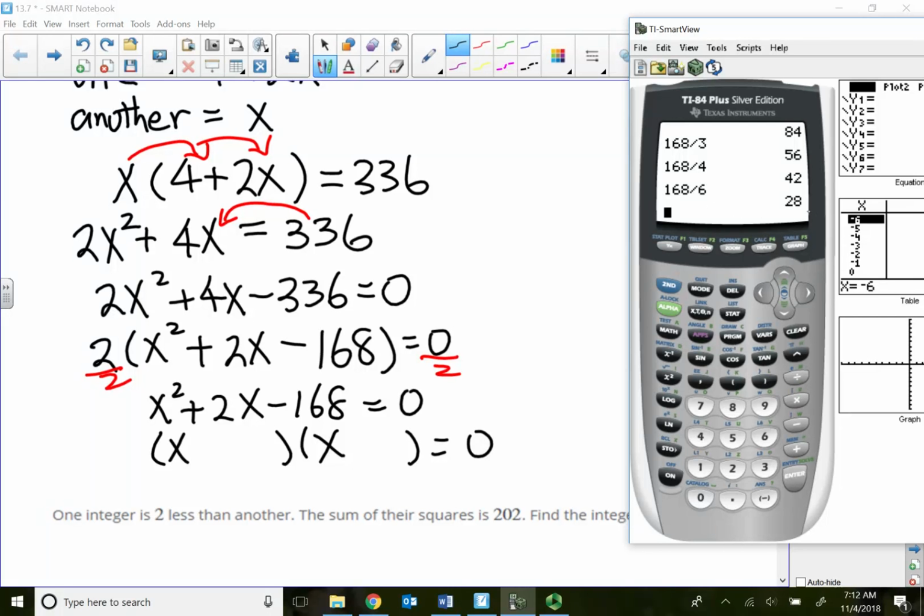Now the difference is only about, let's see, 22 or so. All right, so I'm getting closer. 168 divided by 7, that's 24, divided by 8, 21, divided by 9. No, 9 isn't gonna work.